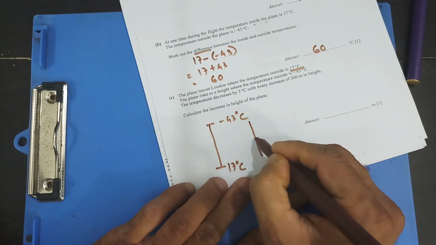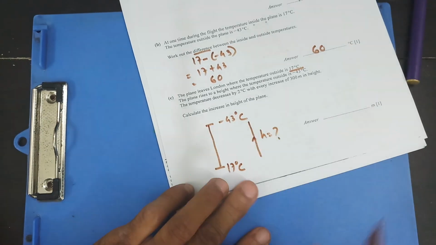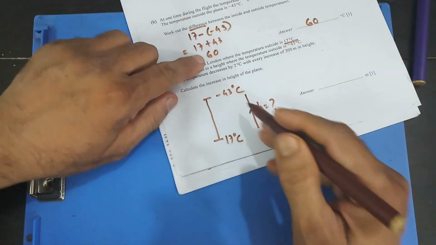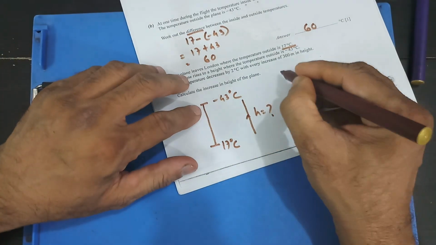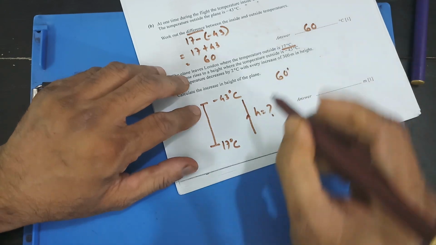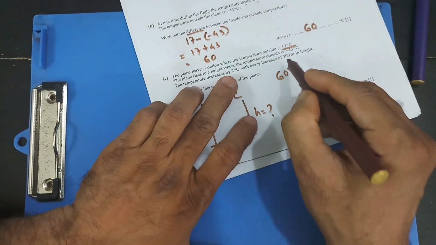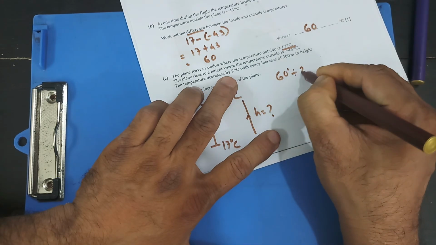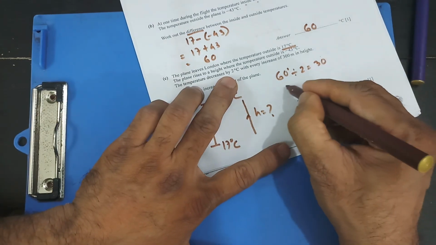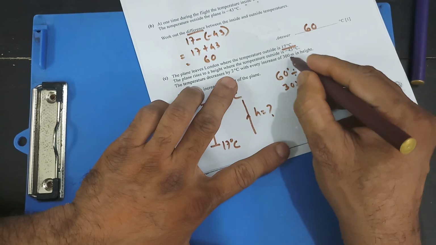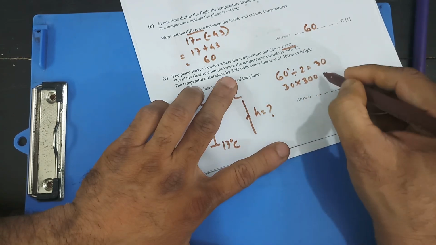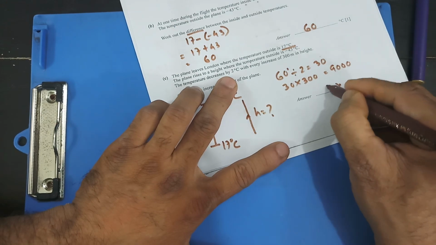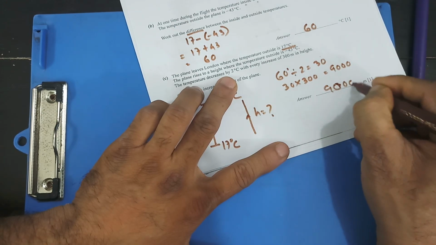So this height equals what? Okay, now from here to here, we have done it before. It's 60 degrees. Okay, so this is 60 degrees, and then every 2 degrees I have 300 meters. So half of this is gonna be 30. Okay, so 30 times 300, that's gonna give me 9,000 meters.